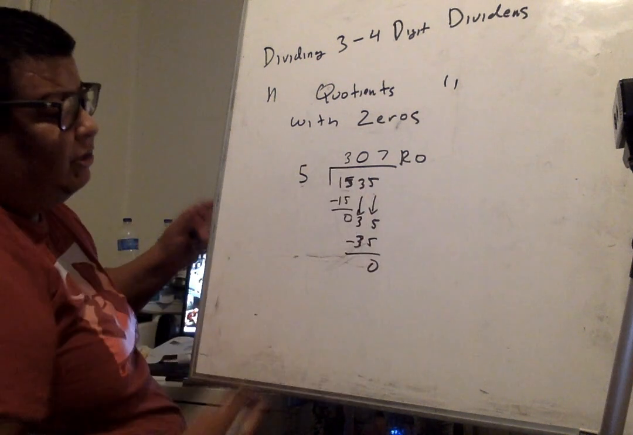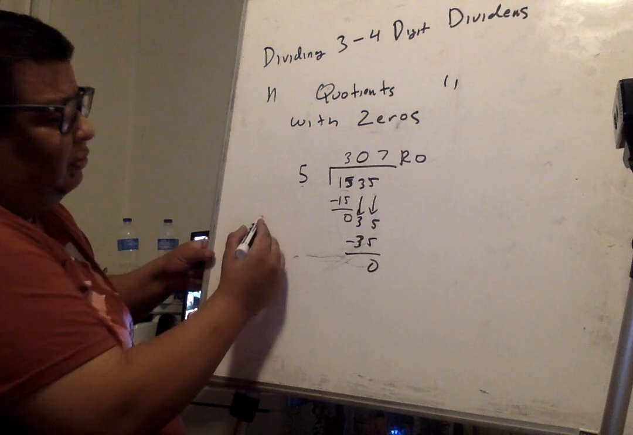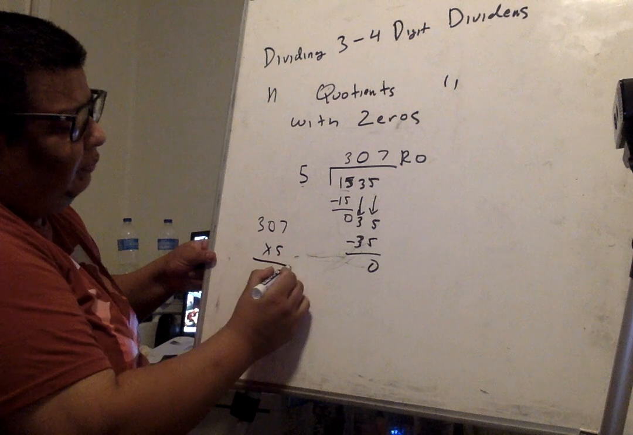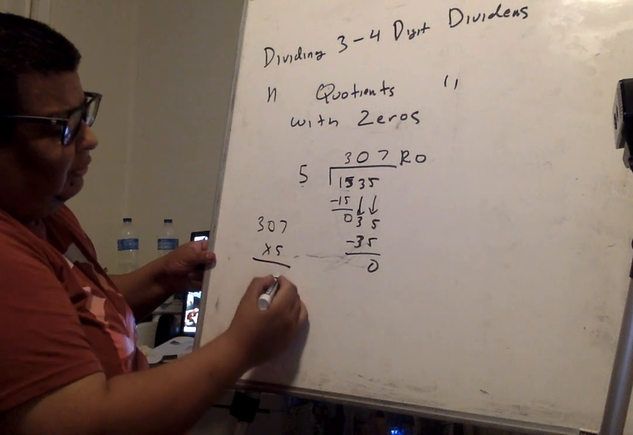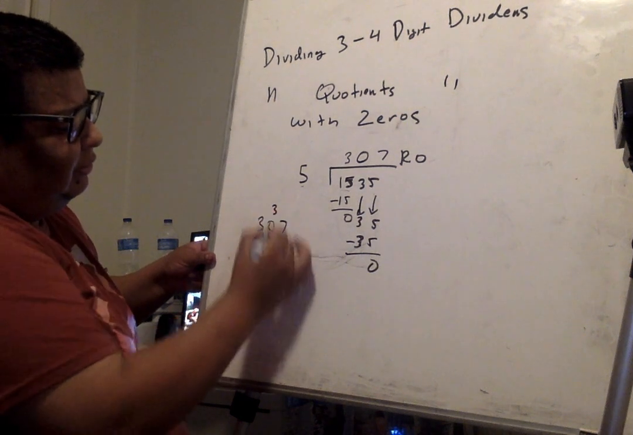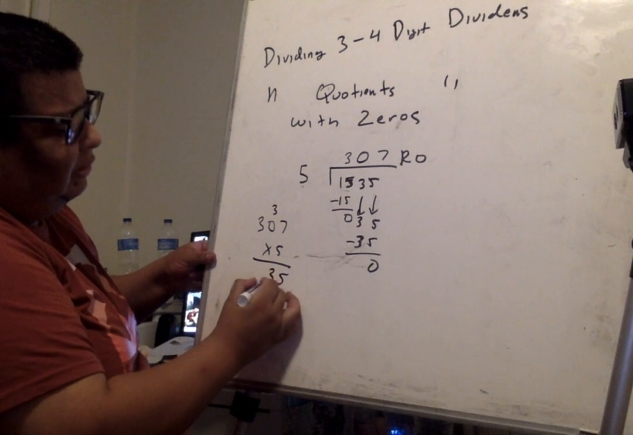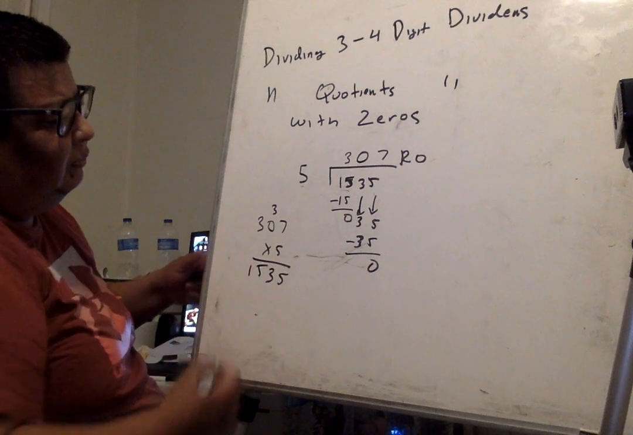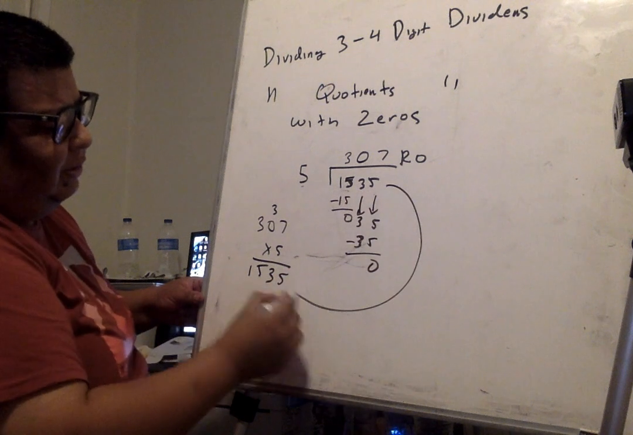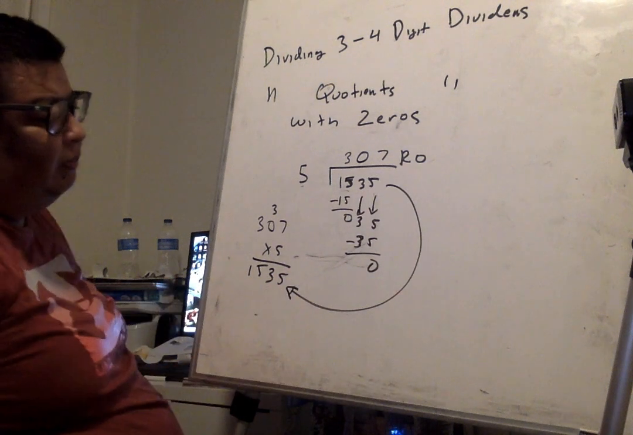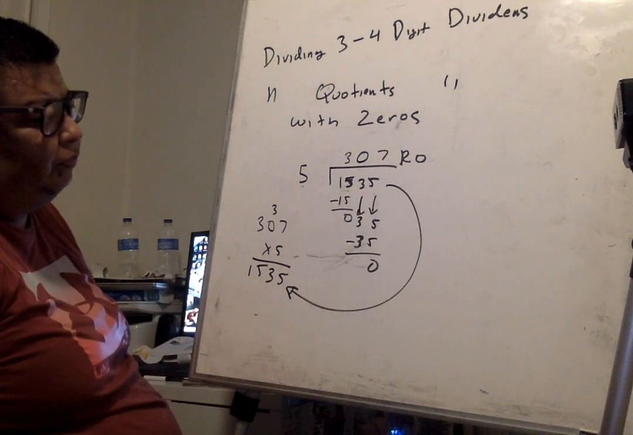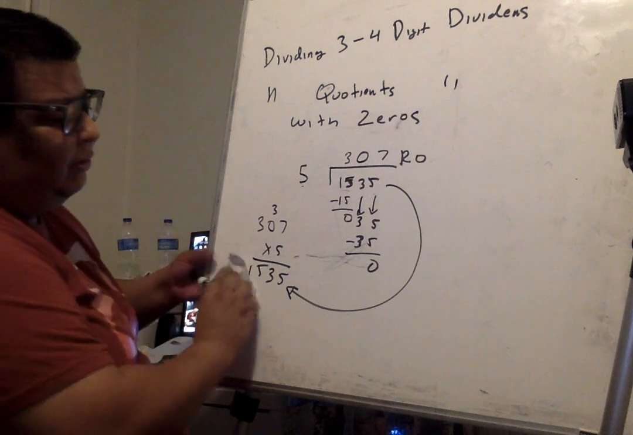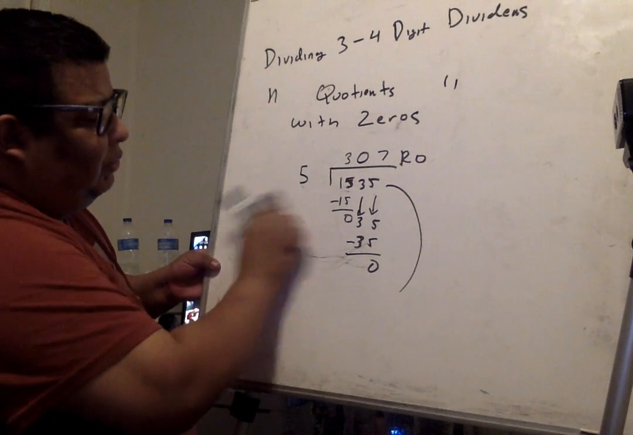So notice we can check this division because look, 307 times 5. 7 times 5, 35, goes 3. 5 times 0, 0, plus 3 is 3. 5 times 3, 15. And that matches this here. So it is correct. Let's look at a similar example so that you get used to it.